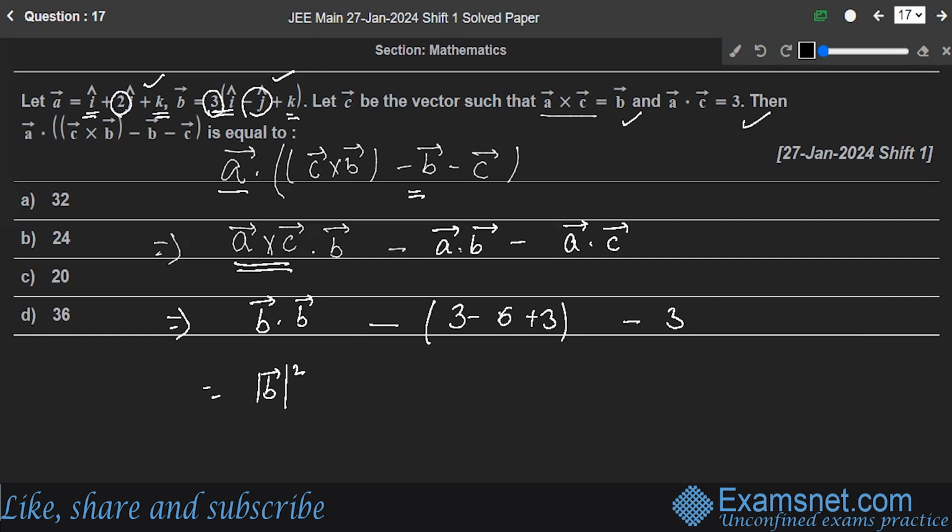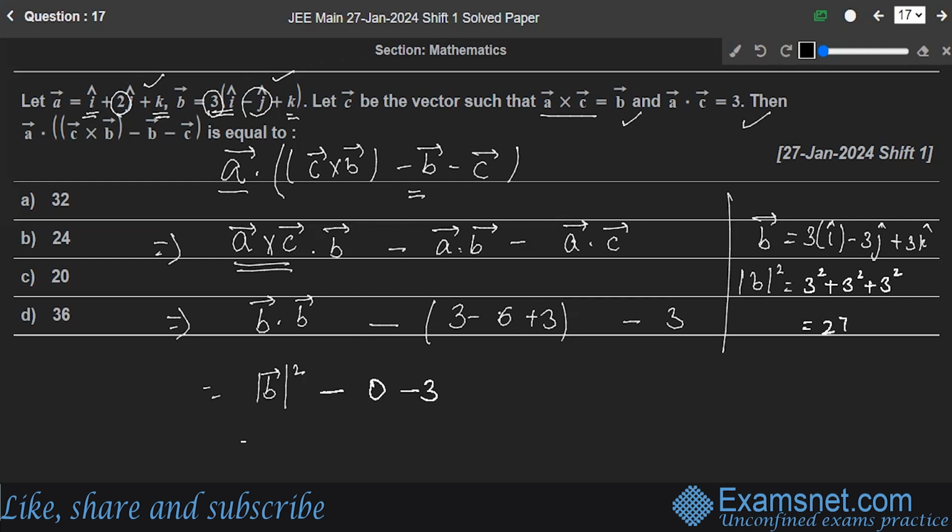All right, B modulus. Let's find out what your B vector is. B vector was 3i minus 3j plus 3k. So this is equal to 3 square plus 3 square plus 3 square, which is equal to 27. So this is 0 minus 3, 27 minus this, 24. 24 is the right answer. Option B. Hope you're clear with this.